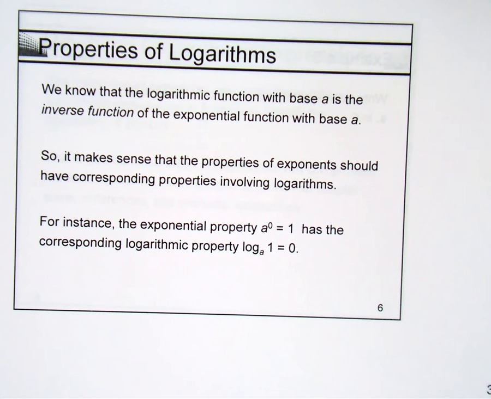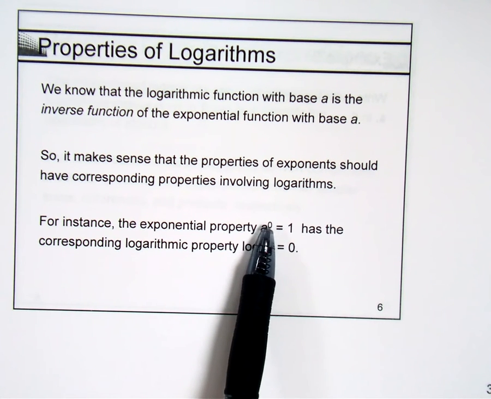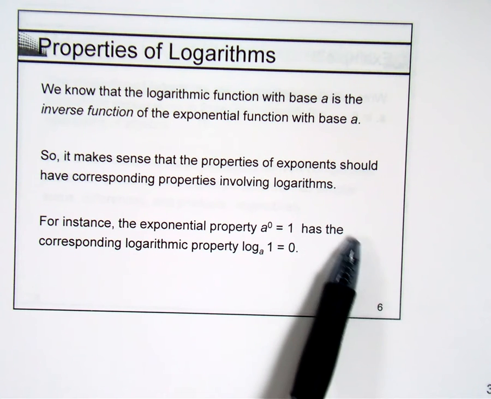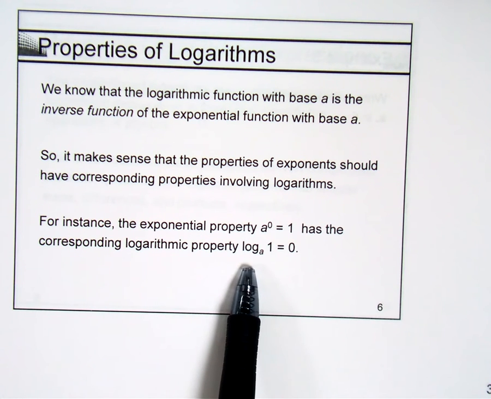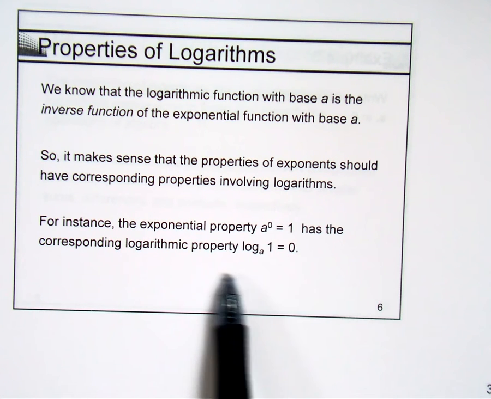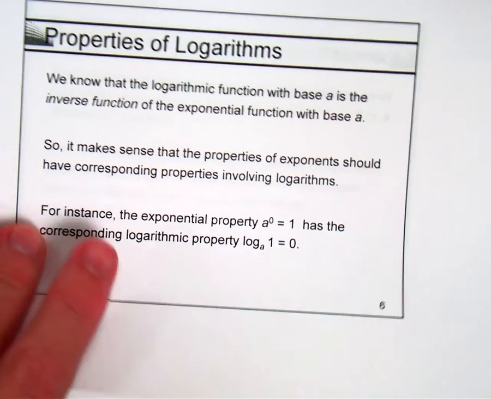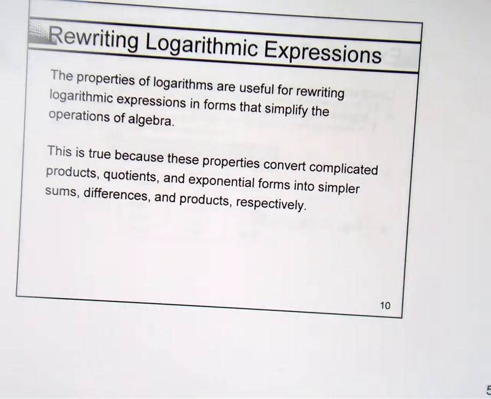We know that the logarithmic function with base a is the inverse function of the exponential with base a. So it makes sense that the properties of exponents should have corresponding properties that involve logs. For instance, the exponential property a to the 0 equals 1, anything to the 0 power equals 1, has the corresponding log property, log base a of 1 equals 0. Or if we turn that around, 0 is the power of a that gives me 1. So we're going to have a bunch of matching properties.